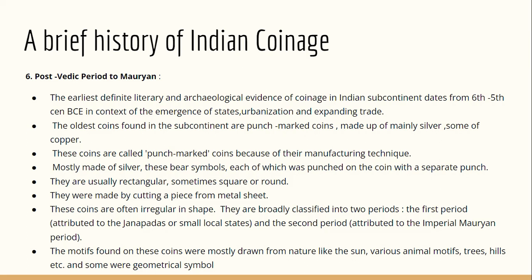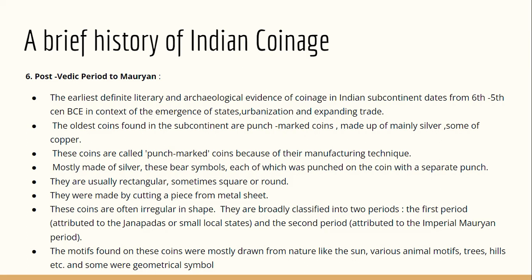Okay, so the oldest coins which are found in the Indian subcontinent are the punch mark coins, and they are mainly made up of silver. So the majority of the coins are made up of silver, and we even find evidences of copper coins, but copper coins are less as compared to the silver coins. Now these coins are called the punch mark coins because of the manufacturing technique.